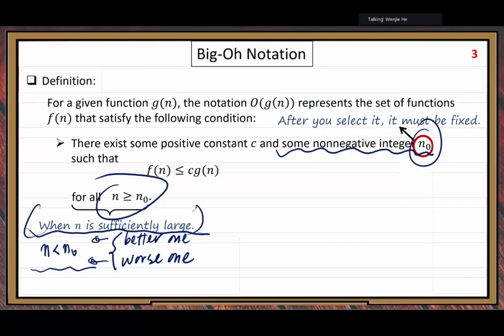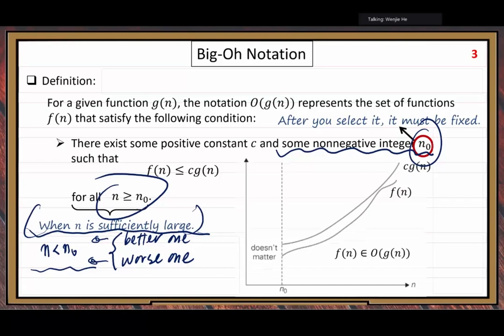All right. So that's another part. Then, if we look at it from the graph, we get a visual understanding.